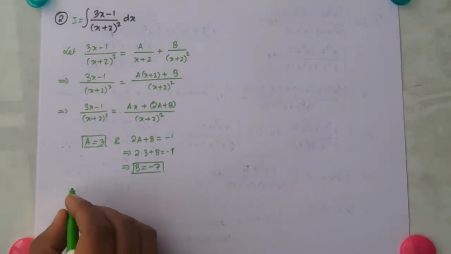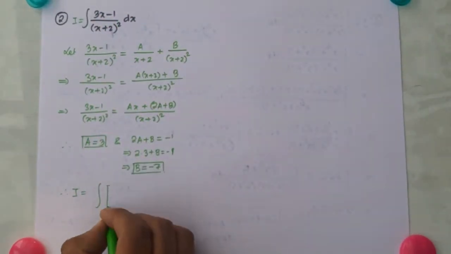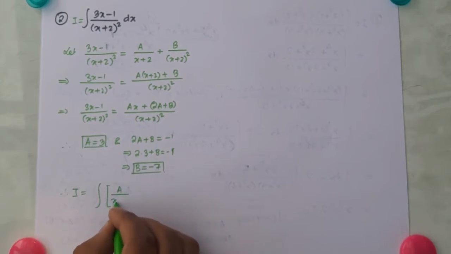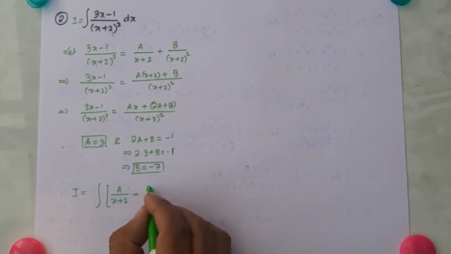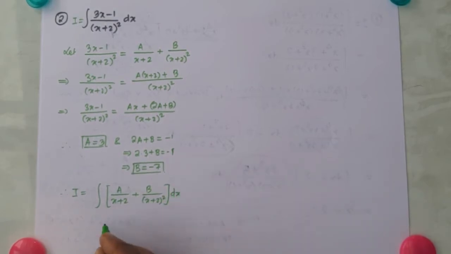Therefore, your integral I can be written as integral of a by (x plus 2) plus b by (x plus 2) whole square dx. So let me keep this a outside, so this can be written as a integral dx by (x plus 2) plus, this b can be kept outside, so this can be written as dx by (x plus 2) whole square.